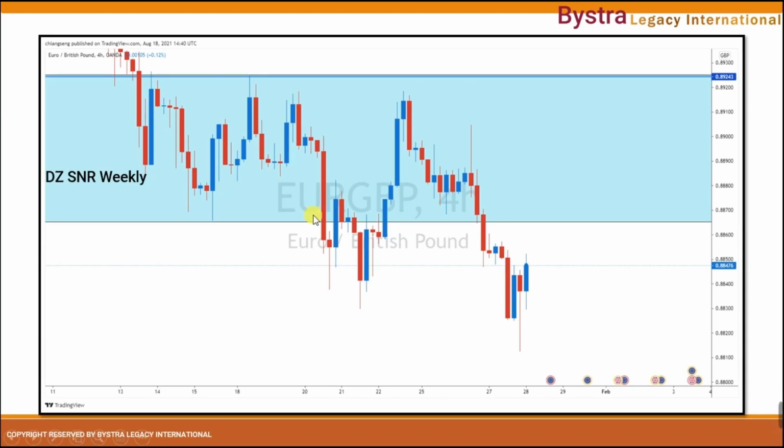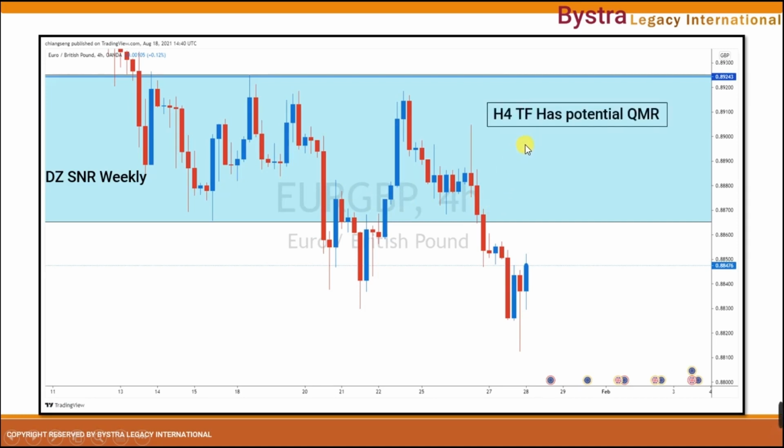Now, in this chart here, are you able to identify the setup? Let's try to see whether you find it. You got it? Okay. Now let's look.